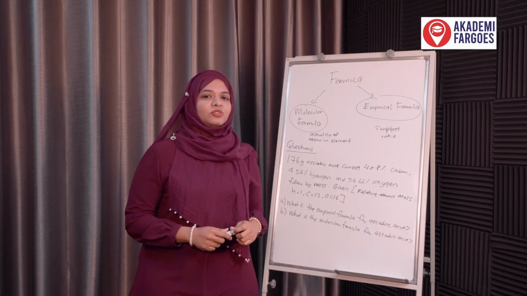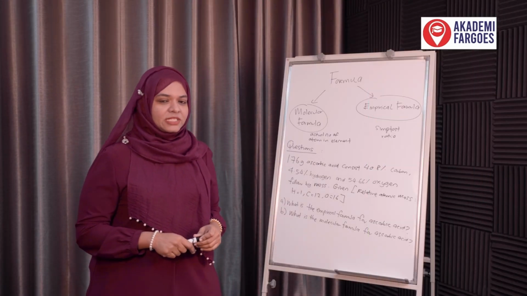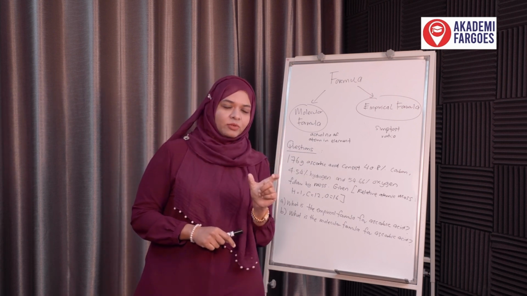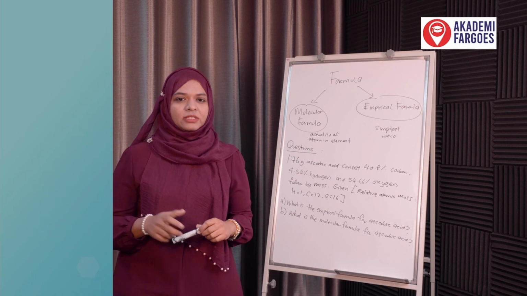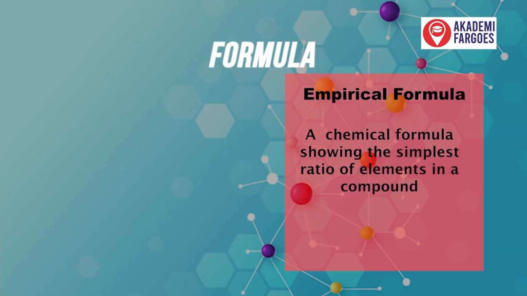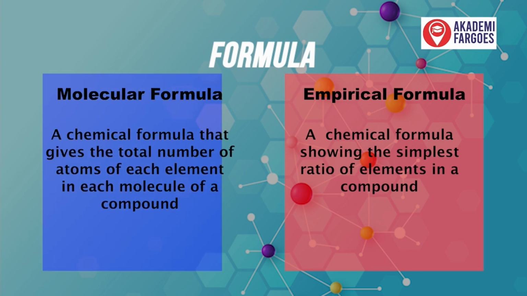Okay, now we're going to enter another subtopic, which is formula. In chemistry, formula have 2 types. One is empirical formula, another one is molecular formula. Okay, what is empirical formula? Empirical formula actually is the simplest ratio of atom inside the element. And molecular formula actually is actual number of atom inside the element.